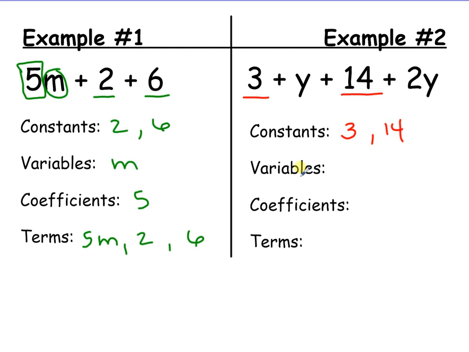Okay, now we're going to look for the variable. It appears twice in this expression, but it's the same variable. You can have more than one type of variable in your expression, but in this case we just have one, and it's y. Next, we're going to look for the coefficient. Remember, the coefficient is the number in front of the variable. So right here, I have the number 2.